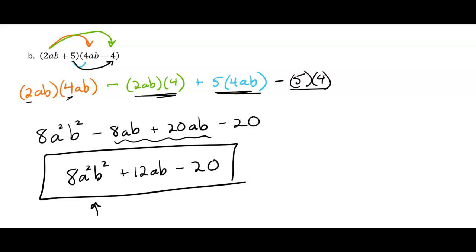You can't combine that term and that term because they're not like terms. One is an ab term and the other is an a squared b squared term. Okay, so if you had a question on that.